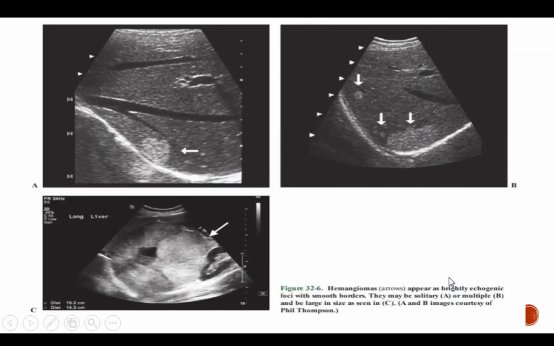Now, on ultrasound, they appear as hyperechoic lesions. As we can see, these are multiple hemangiomas, and this is a very large hemangioma. On color Doppler, as we said last week, it shows low flow or hypovascularity. No significant flow on color Doppler in capillary hemangioma.